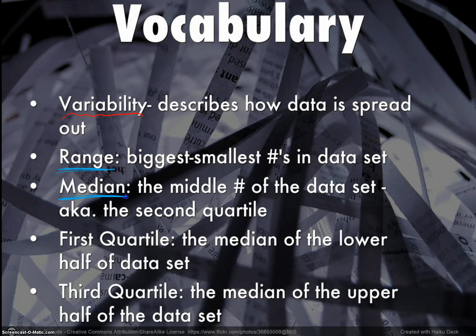The median, we'll be doing lots of this, finding the middle number of our data set. It's also known as the second quartile in a box and whisker plot. The first quartile is the median of the lower half of data, and the third quartile is the median of the upper half of data. Pause the video. You're going to want to write those down so that you have that. Definitely need to know these key 3 words.